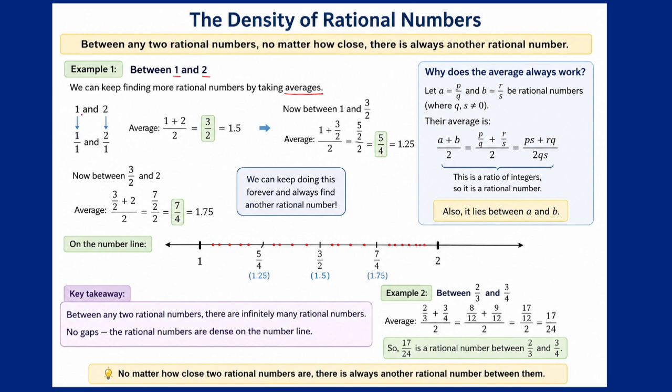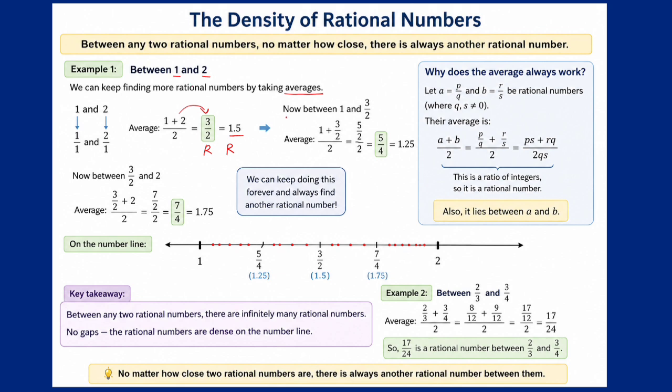Since we are adding 1 and 2, 1 plus 2 is 3. Since we are adding two numbers, we are dividing this by 2. 3 over 2 is 1.5. So we also got a fraction and a decimal as well. So these are also rational numbers. Hence, we were successful in finding a number between 1 and 2.